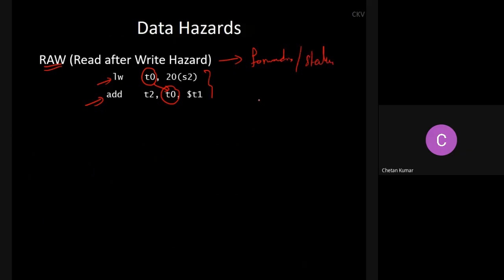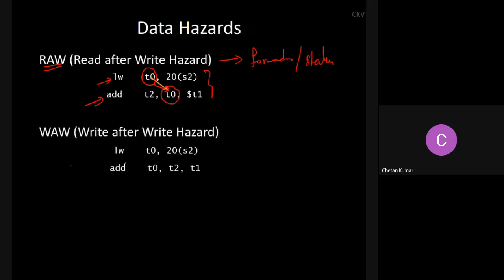You have another hazard, for which we have not seen an example yet. The other hazard is something like this. You have load T0, 20(S2), and then you have add T0, T2, T1. Now, can I execute this add instruction before the load? Let's say there is another instruction here, which is add T3, T0, T1.